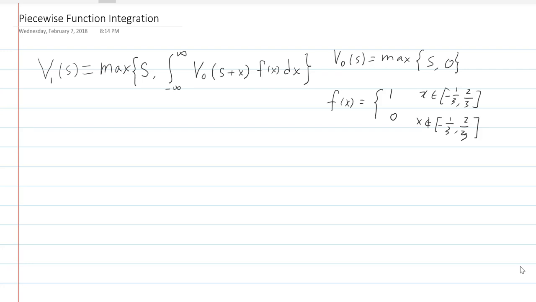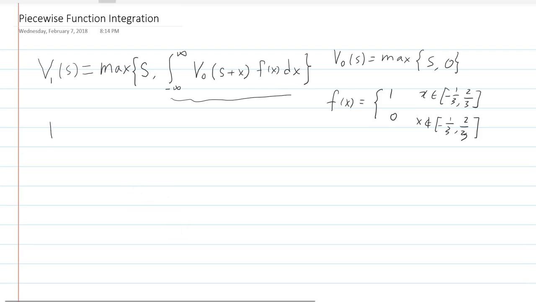Let's look at this example that we did in class and just try to see all the details. First, we want to evaluate this integral over here. And this is the main part of the calculation. And we realize that we have two piecewise functions. If you look at v naught of s, it's piecewise.